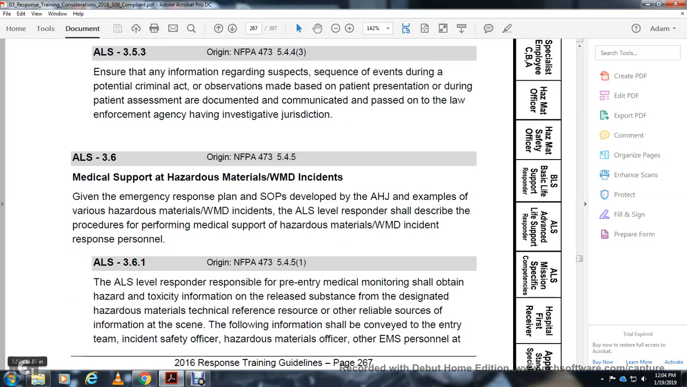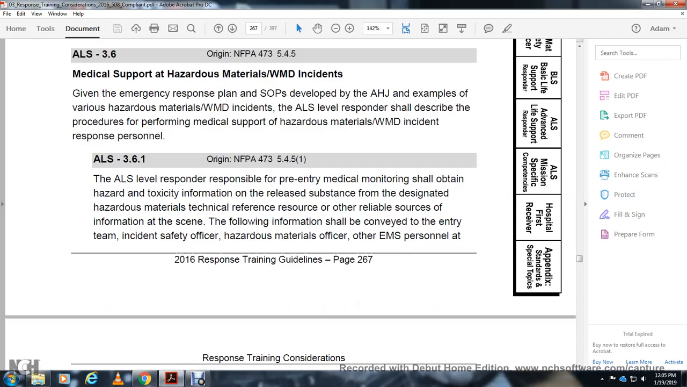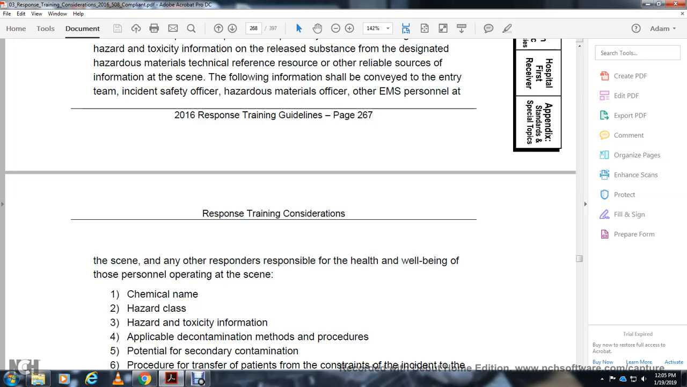For the advanced level of life support response, responsible pre-entry medical monitoring shall determine the hazardous material's toxic information and release substance within designated hazardous materials technical references or other reliable sources of information on the scene. The following information shall be conveyed by the entry team to the incident safety officer, hazardous materials officer, and emergency medical services personnel at the scene, who are responsible for the health and well-being of the personnel operating at the scene.